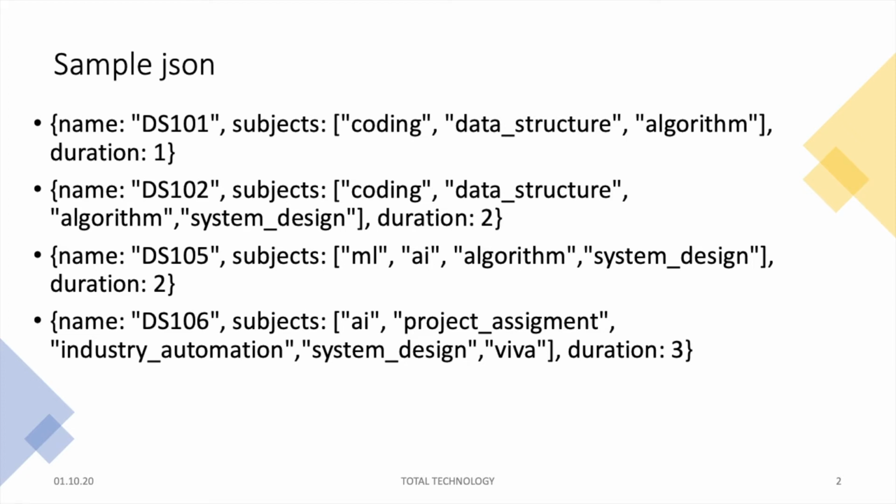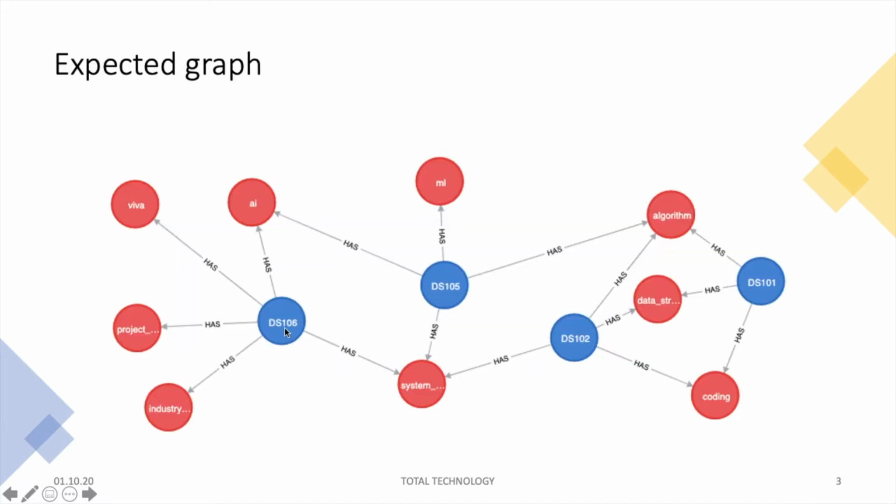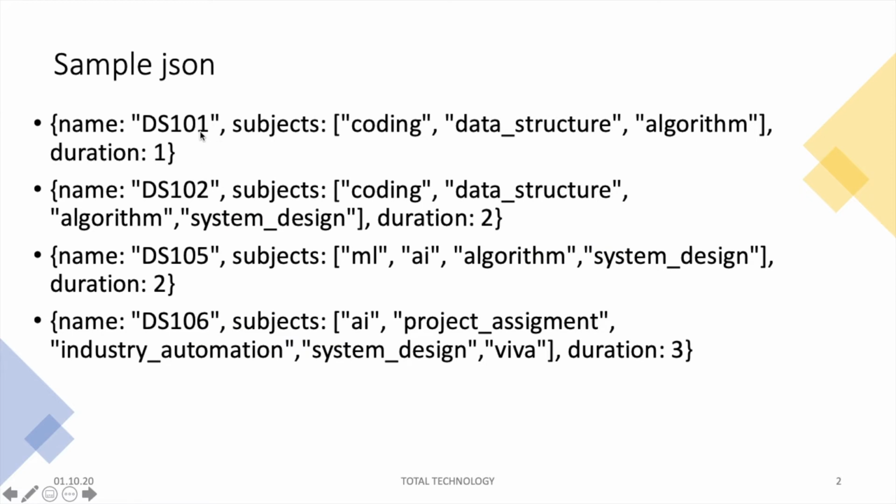Any data set means any different sort of JSON file where the count of elements is going to change. For example, we have this name and these are the subjects. Our ultimate objective is to create this. These are the exams, and each exam has this many subjects. For example, DS106 has industry automation, project management, and something else. And DS101 has coding, data structure, algorithm.